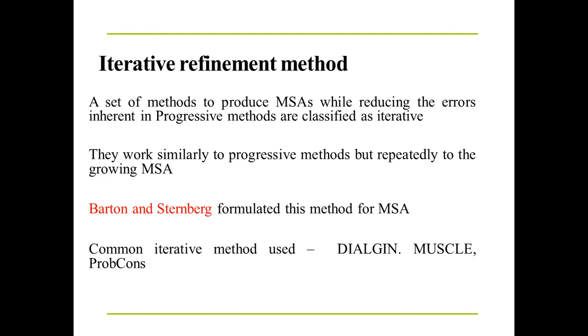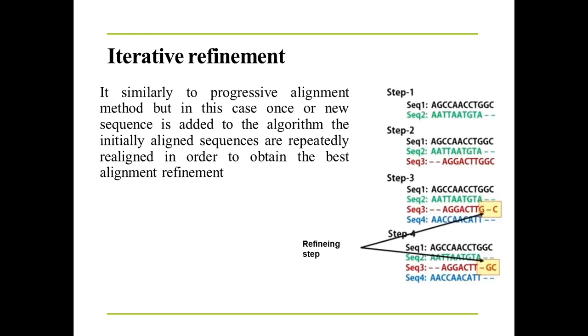However, the progressive method was used in Clustal W. So here we have the iterative refinement method. It is similar to the progressive alignment method, but in this case, once a new sequence is added, the algorithm will start the alignment from the first step and repeat all the steps one by one again to refine the results.